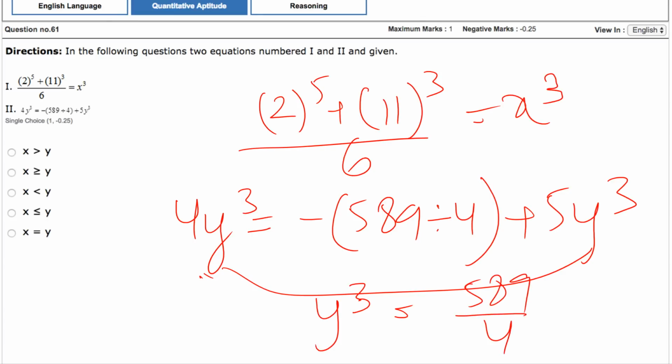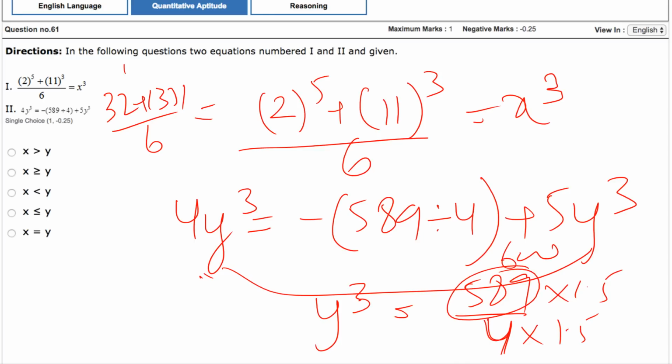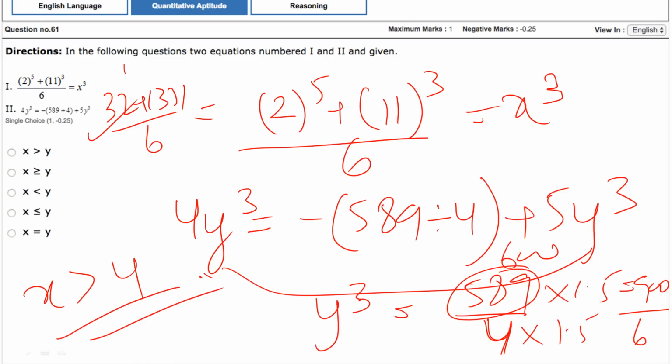Let me see what I can do here. This will become 32, right? I hope this is correct, and 1331, right, divided by 6. So this will become 1363. And look here, I need to make the denominator as 1.6, right? Let me just multiply by 1.5. Even if it was 600, it will be 900, right? 900 by 6. This is clearly greater. Again, I do not have to do any calculation. X greater than y. As simple as that.